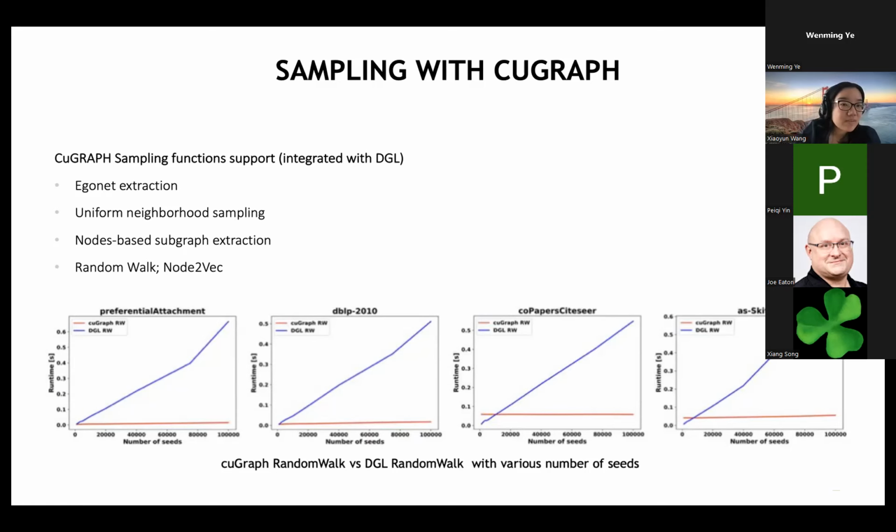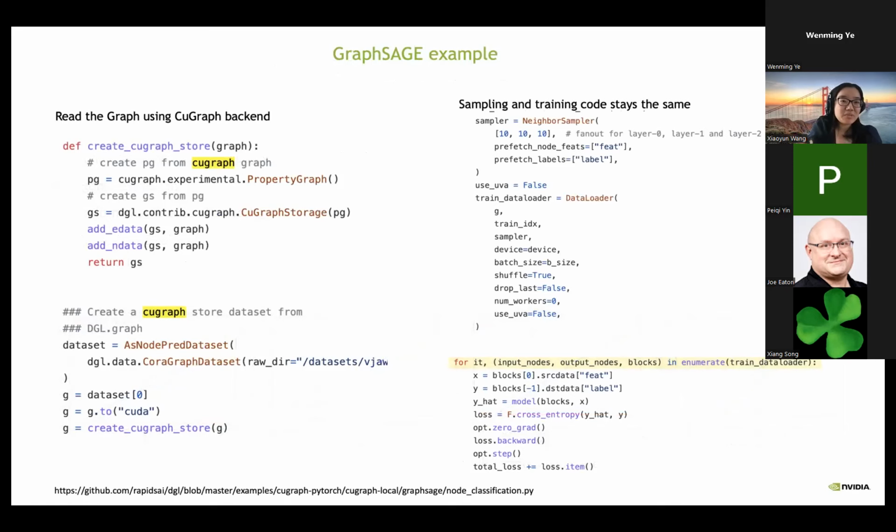And let's jump into how we integrate DGL and cuGraph. This is an example for node classification in the graph stage. As you can see in the read graph part, we need to change it from DGL to cuGraph. We want to build a property graph, put it into the graph storage, and add the node features, edge features, and edges to it. Then in the sampling and training, everything stays the same.